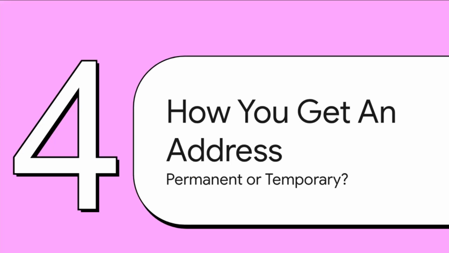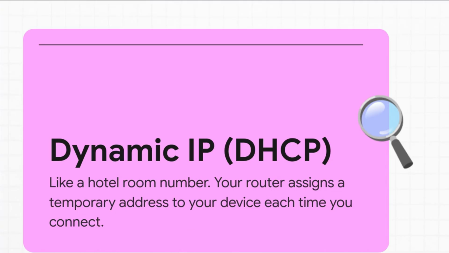Okay, so that's the what. But how do you actually get one of these addresses? I mean, you don't fill out a form every time you connect to Wi-Fi, right? So how does your laptop get its address? Well, for most of us, it happens automatically through something called DHCP. And the best way to think about it is like checking into a hotel. Your Wi-Fi router is the hotel manager, and it just hands out temporary room keys, or IP addresses, to any device that checks into the network.